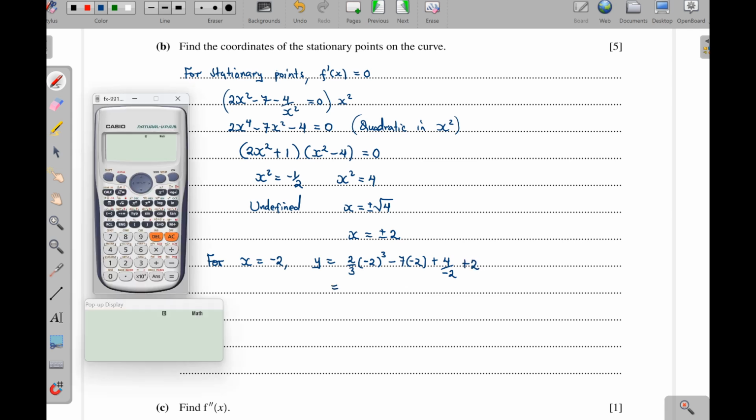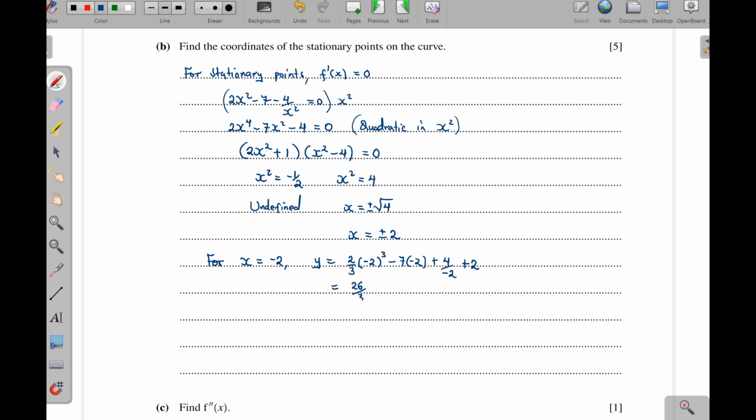So what do we get here? You have 2 out of 3. Then here we have -2 cubed. Of course, odd power of a negative will always be a negative. So that's a -18 there, times 2, that will be -16 over 3. Then we shall put plus 14, then -2, and then there's a plus 2. So this one gives us 26 over 3. So that means here I'm going to have -2, then 26 over 3. These are the coordinates of one of the stationary points.